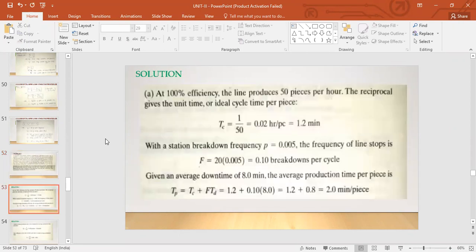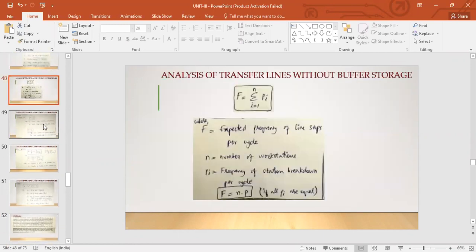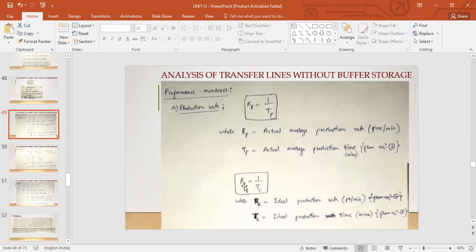So you see, for 100% efficiency, the line produces 50 pieces per hour. That was what was given. The reciprocal of this will give us the ideal cycle time. We saw that RC is 1 by TC, and RP is 1 by TP. The reciprocal of the time, be it actual production time or ideal production time, will give us a production rate. The reciprocal of the times will give us a production rate.